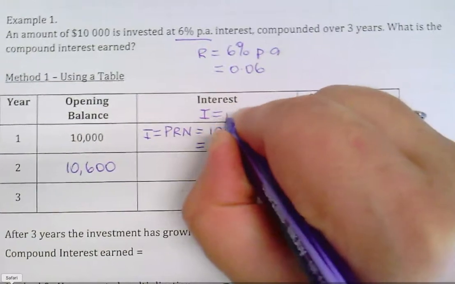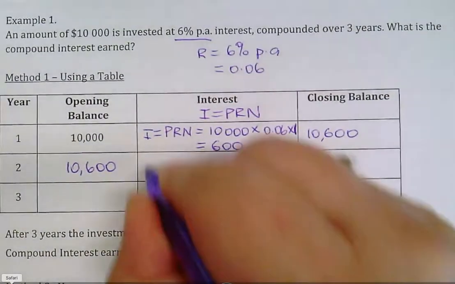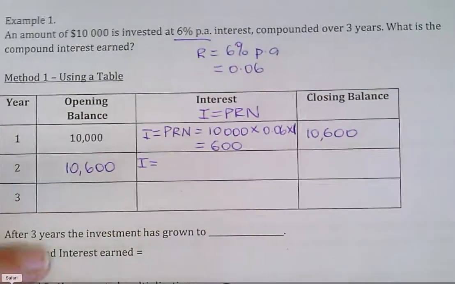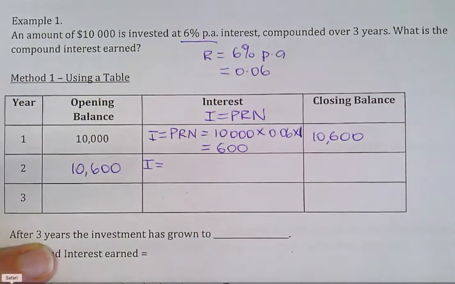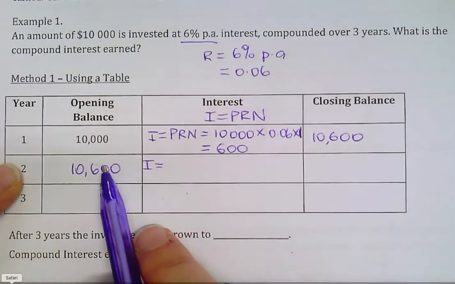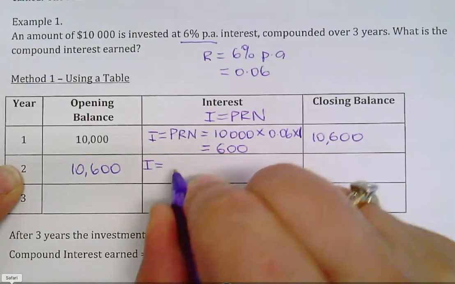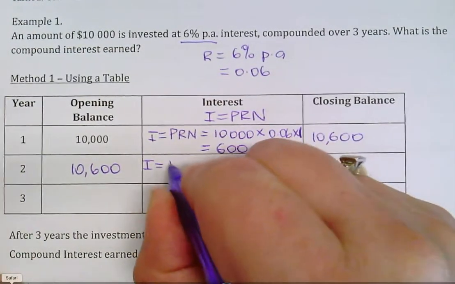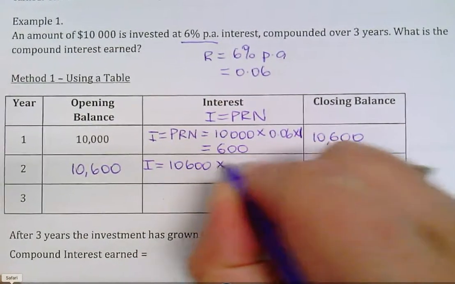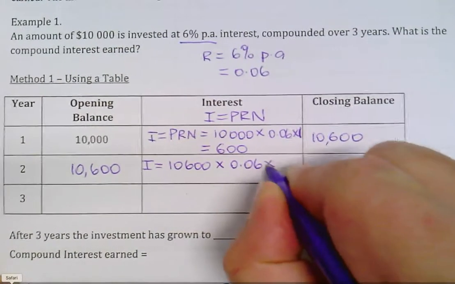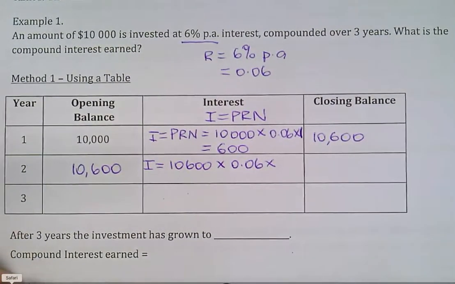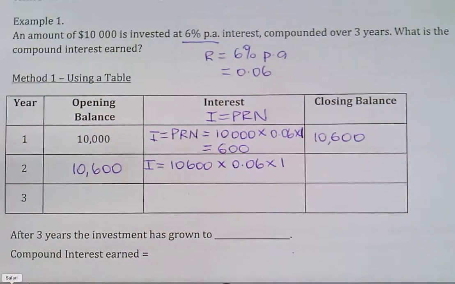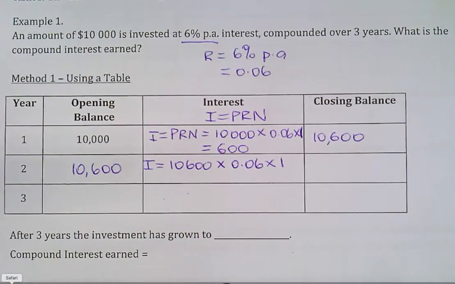Formula, interest, I equals PRN. If I put it up there, I don't have to write the formula out every time. Now, I'm only working out the interest on the second year. So what's my new principal for year 2? 10,600. My interest rate is the same, 0.06. How many years? 1. I'm only working out the interest for the second year.